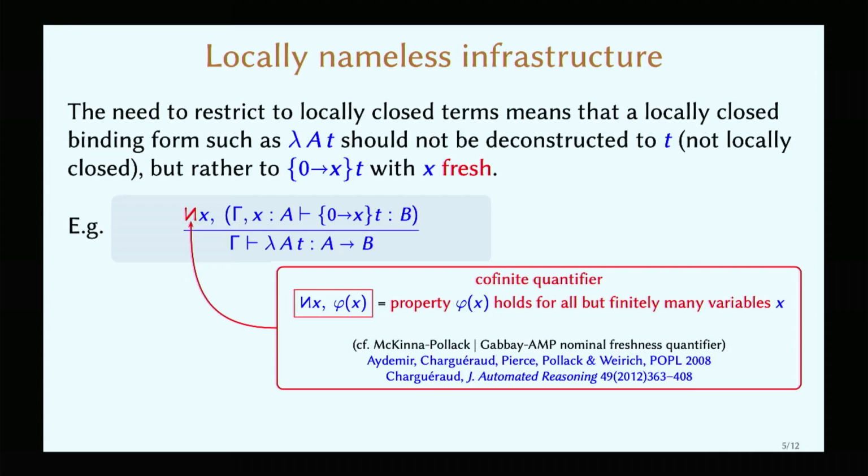So cofinite quantification, I guess it's probably McKinna and Pollack who first noted its importance in this context. Jamie Gabbay and I kind of independently discovered it in the context of developing nominal set theory, and the nominal freshness quantifier is a very special case of cofinite quantification. Here I'll reuse the nominal freshness symbol, is this it backwards or upside down N? I can never remember, to indicate cofinite quantification.